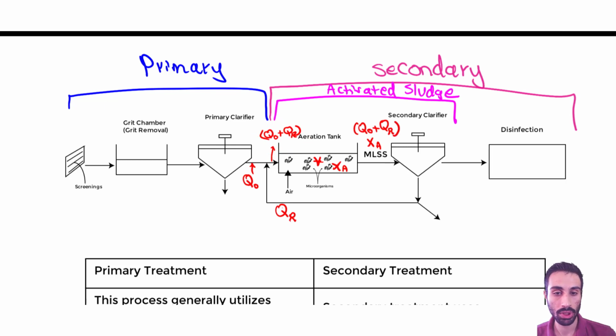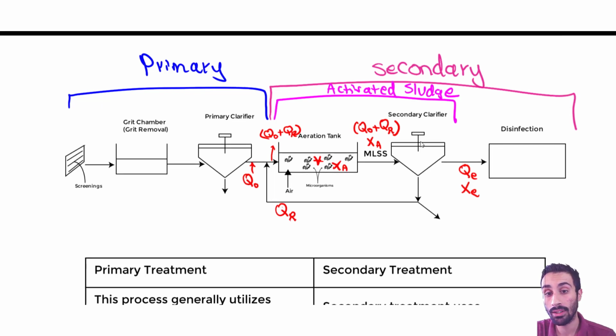So this Q naught plus QR comes in the tank, then it comes out of the tank with this biomass or suspended solids concentration, MLSS, times your Q naught plus QR, right? That comes out of the aeration tank. So we took care of that. Now QE. QE is what comes out of the secondary clarifier. So let me denote it here. QE, the flow out. Then we have XE, which is going to be the suspended solids concentration that comes out of the secondary clarifier. So we took care of that.